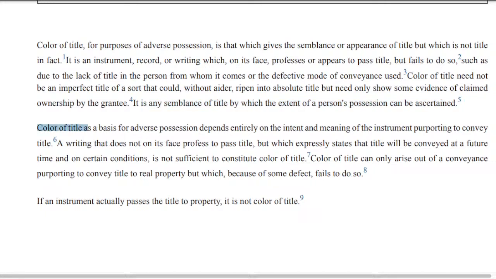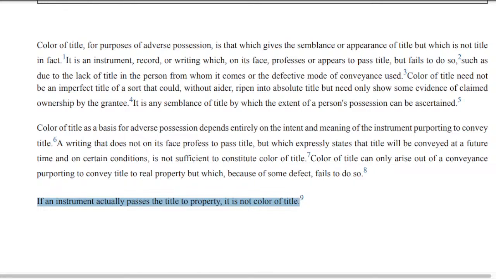Beautiful. Color of title as a basis for adverse possession depends entirely on the intent and meaning of the instrument purporting to convey title. A writing that does not on its face profess to pass title, but which expressly states that title will be conveyed at a future time and on certain conditions, is not sufficient to constitute color of title. Color of title can only arise out of a conveyance purporting to convey title to real property, but which, because of some defect, fails to do so. If an instrument actually passes the title to property, it is not color of title.